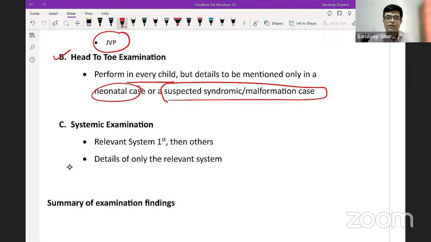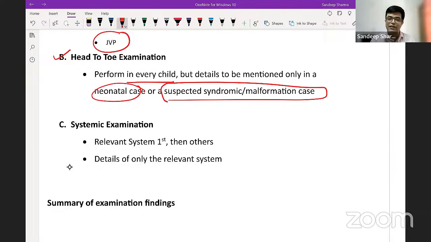There is one patient who is having nephrotic syndrome or fever with rash, a 7-year-old child. In this child, after the initial part of general physical examination, you will say, sir, or ma'am, I also performed head-to-toe examination, but it is apparently normal. You will mention that you did, but you will not go into the details.